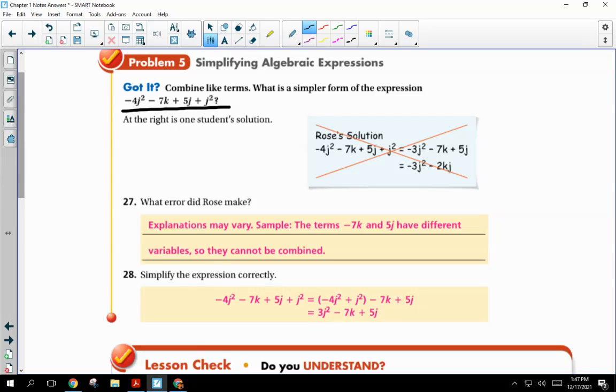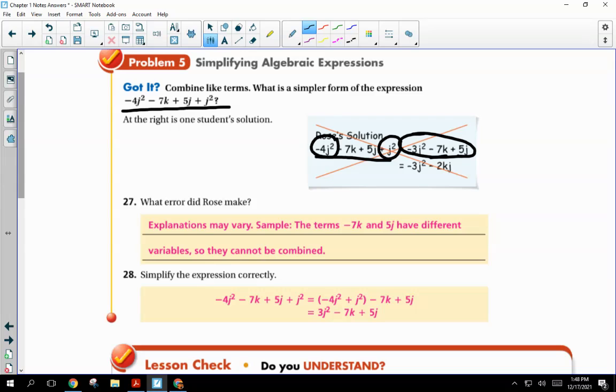So let's look at her errors. It's kind of tough because they put an X through it. But she has 4j squared minus 7k plus 5j plus j squared. So this is the exact same as the original one. And then she did 3j squared, negative 3j squared. So she combined this and this. Combining those together, you do get negative 3j squared. That is correct. So far she's good. Then she had negative 7k, which is good, and a 5j. So this is also correct.